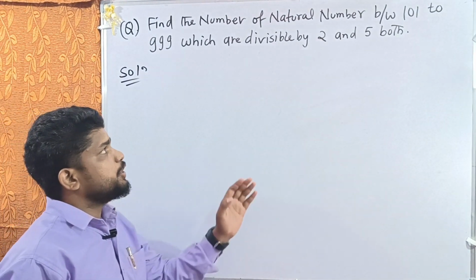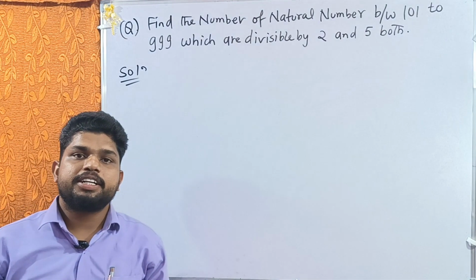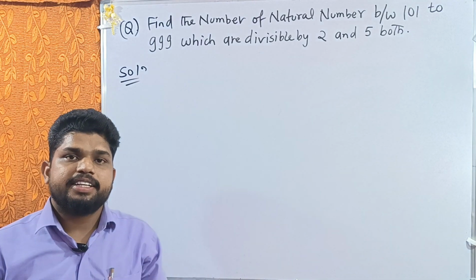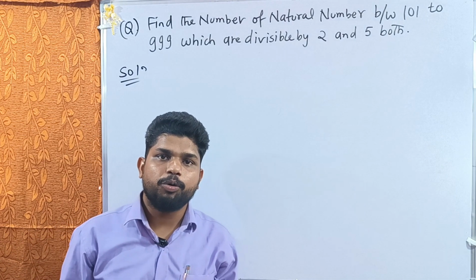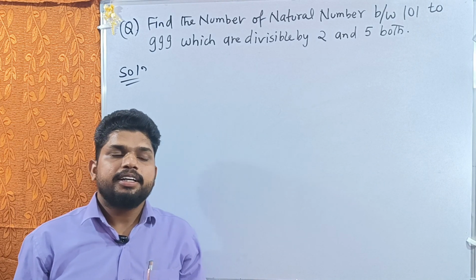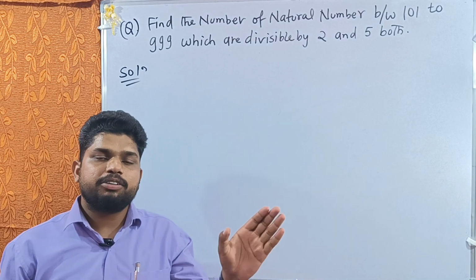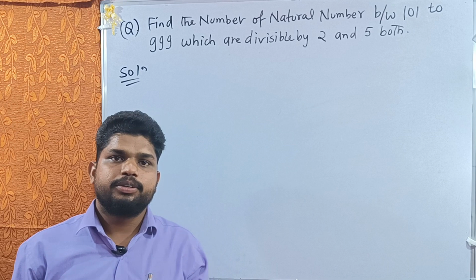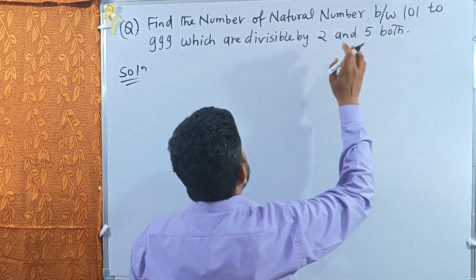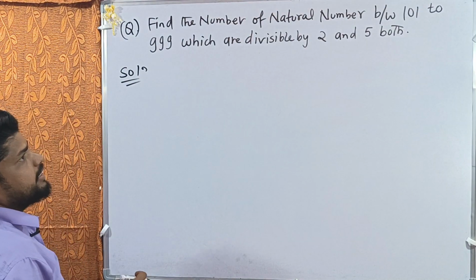And we also know the condition to be divisible by 2. What are the conditions to be divisible by 2? For any number to be divisible by 2, the number should be an even number. That means it should always end with the digits 0, 2, 4, 6, 8. Then only a number is said to be divisible by 2. Similarly, for a number to be divisible by 5, the unit digit of that number should be either 0 or 5. So we have to check for the numbers which lie between 101 and 999 which are divisible by both 2 and 5. So let's just try to write.